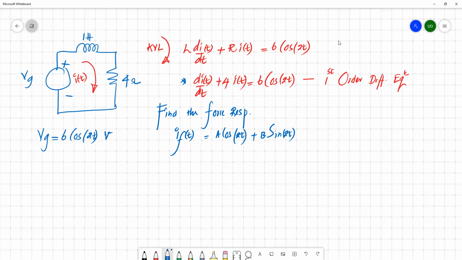Once you substitute it there and evaluate the values, we found that this equals, if I remember correctly, 6 divided by 5 cos 2t plus 3 divided by 5 sin 2t. So this is the forced response.